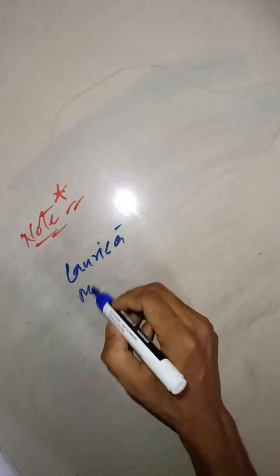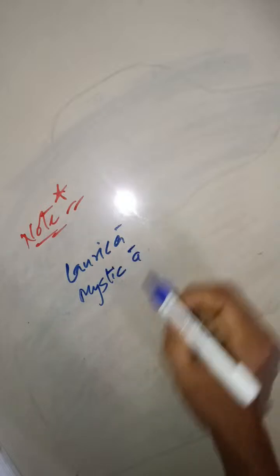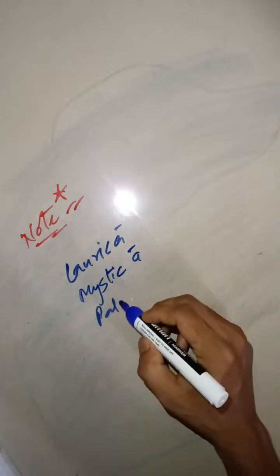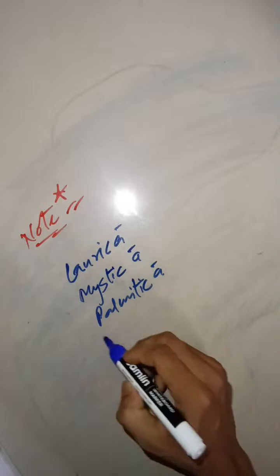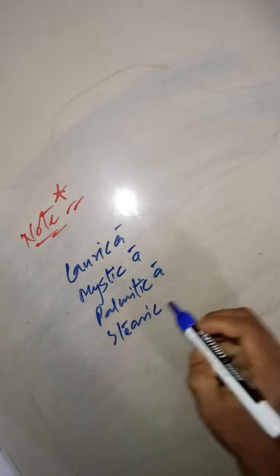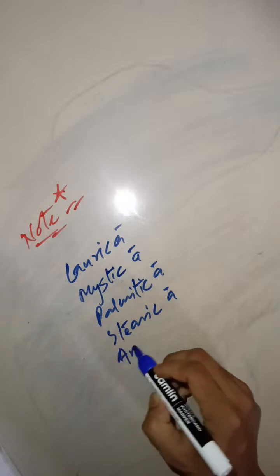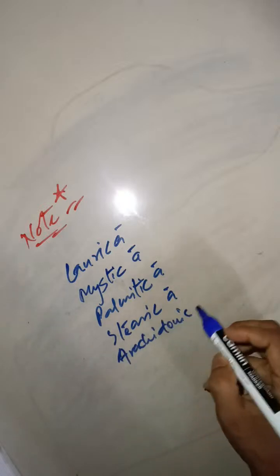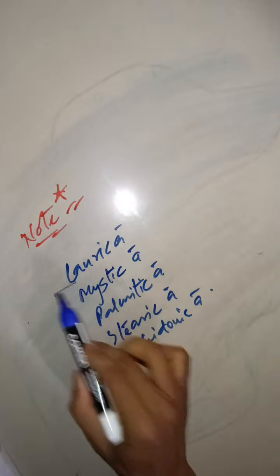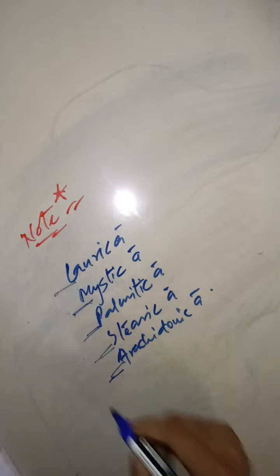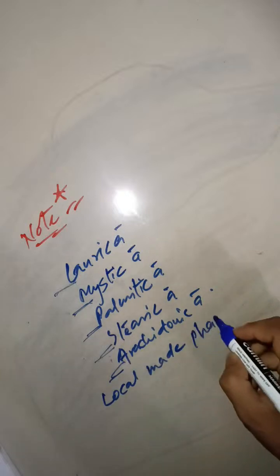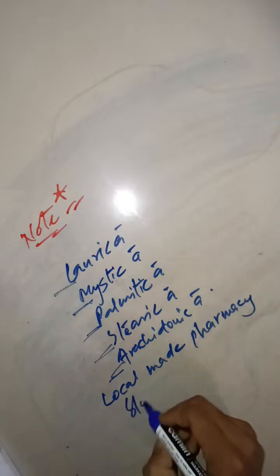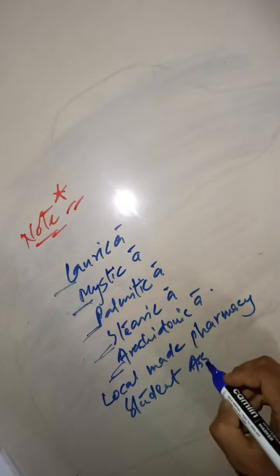Then myristic acid. Then palmitic acid. Then stearic acid. Then arachidonic acid. Okay, so you can simply remember it as: Local made pharmacy student association.